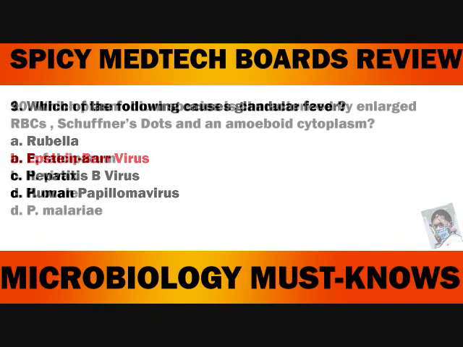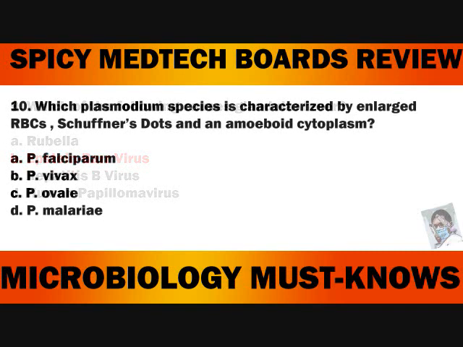And for the last question, which Plasmodium species is characterized by enlarged RBCs or red blood cells, Schüffner's dots, and an amoeboid cytoplasm? A. Plasmodium falciparum. B. Plasmodium vivax. C. Plasmodium ovale. Or D. Plasmodium malariae. The answer to number 10 is letter B, Plasmodium vivax.